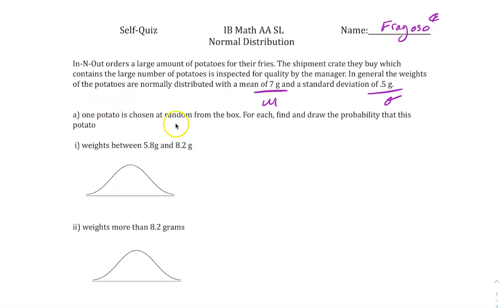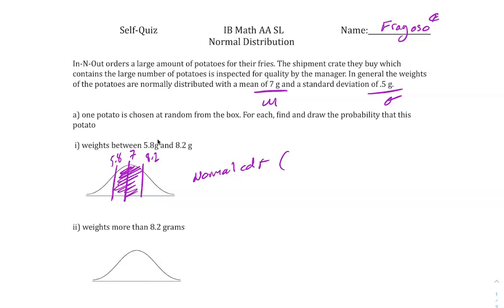One potato is chosen at random from the box. For each, find and draw the probability that this potato weighs between 5.8 and 8.2 grams. So our mean is 7. So 8.2 is pretty close to that. It's about 1.2 away. And actually 5.8 is exactly 1.2 away also. So we should try to make this as symmetric as possible. It doesn't have to be perfect, but you want to aim for symmetry there. So something like that. Then we're going to do normal CDF.